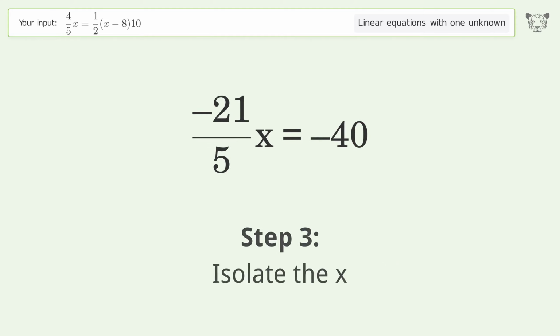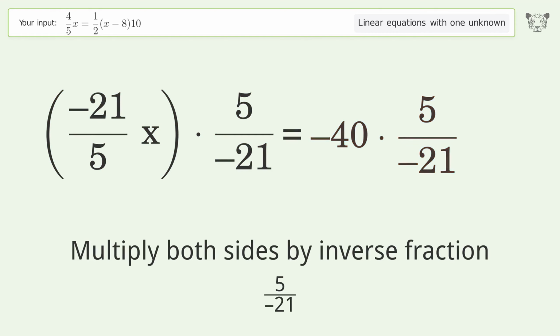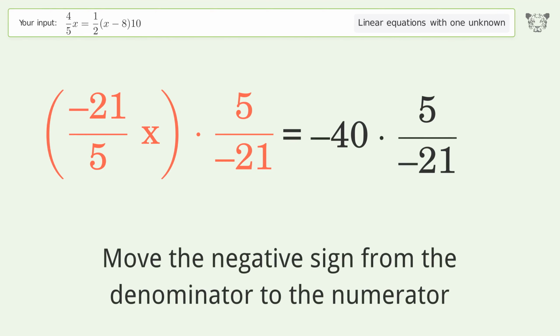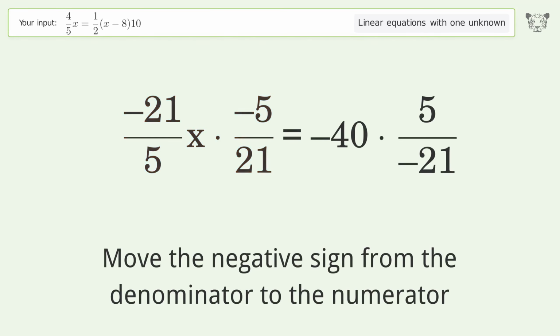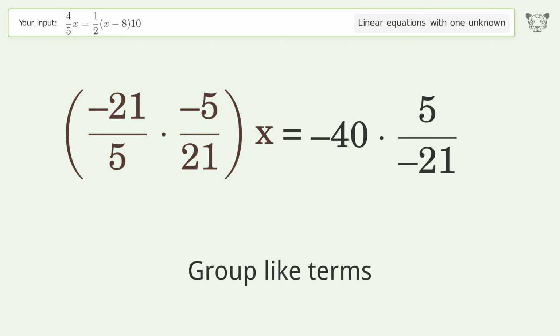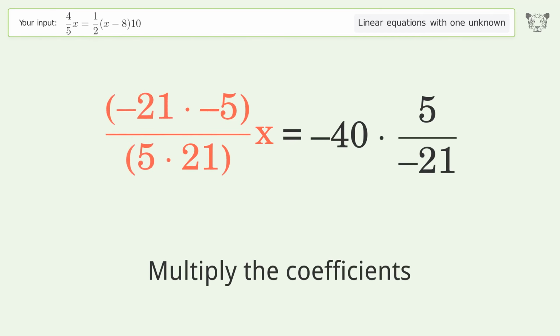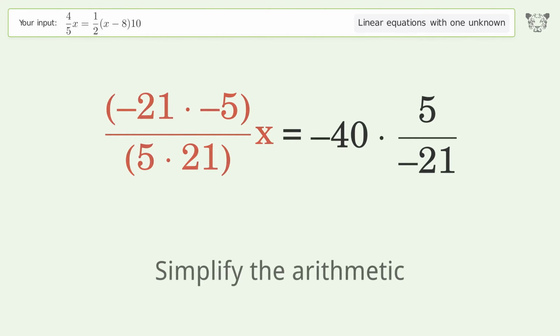Isolate the x. Multiply both sides by inverse fraction 5/-21. Move the negative sign from the denominator to the numerator. Group like terms. Multiply the coefficients. Simplify the arithmetic.